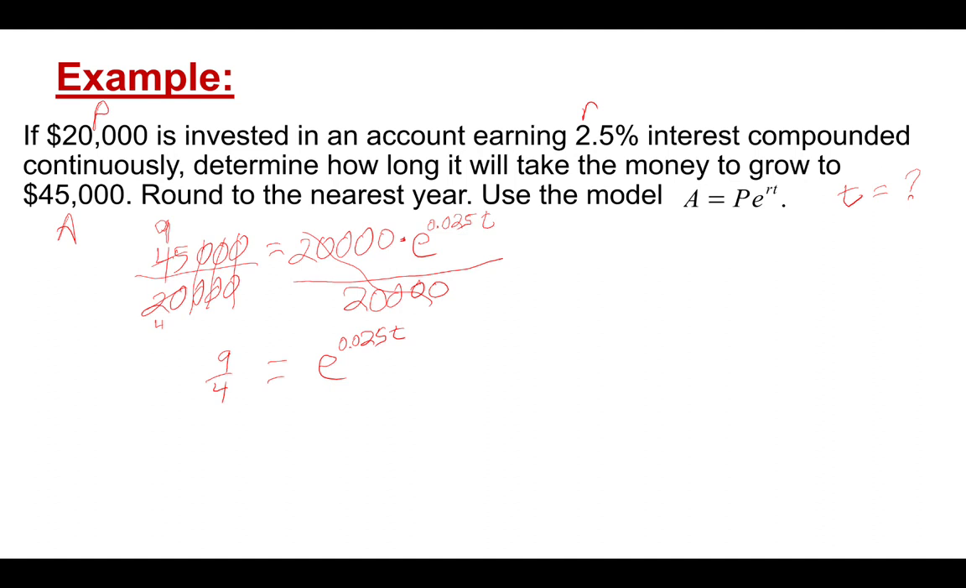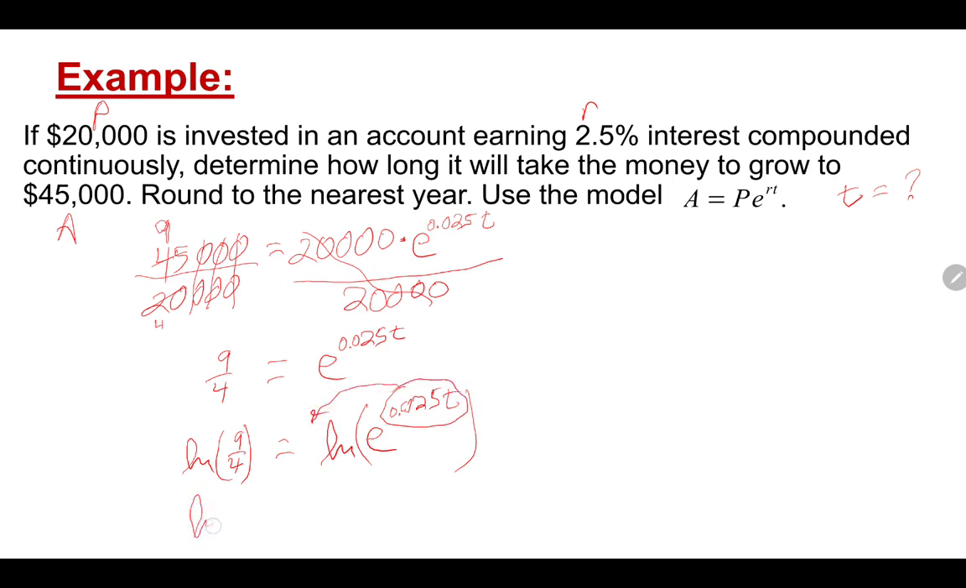I'm going to use ln just because I have e, so that's probably my best choice. Plus, I can see that something's going to go away. So ln of 9/4. Whatever I do to one side, I have to do to the other. So I have ln of e to the 0.025 T. And this piece can be pulled down in front.